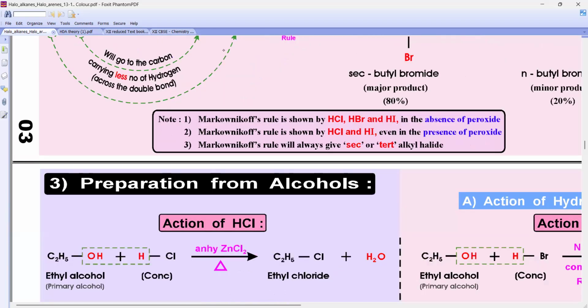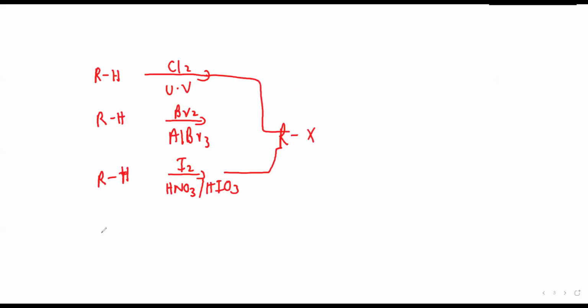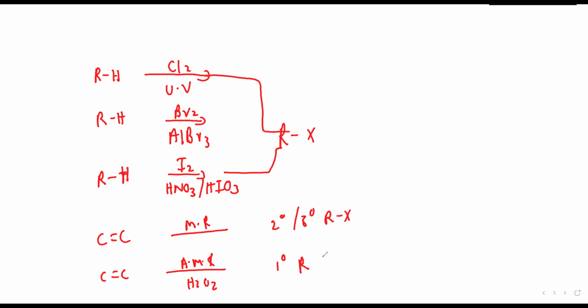Preparation from. Now look, in our flowchart, how will you go about it, beta? What all things have we done? We have done from alkenes. I have given the flowchart, don't worry. In alkene, we have two possibilities. First was the Markovnikov rule, and then the anti-Markovnikov rule, where we have peroxide and all. Markovnikov will give you secondary or tertiary alkyl halide, and this one will always give you primary alkyl bromide.